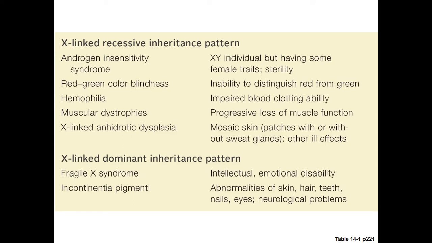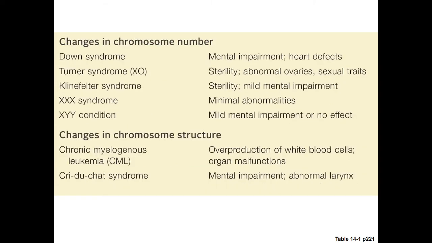Sex-linked dominant, you've got Fragile X syndrome, which is pretty bad, an intellectual and emotional disability. So some pretty bad stuff on some of these. Changes in chromosome number, we talked about this: Down syndrome, Turner syndrome, Klinefelter's. You've got the extra X's or two Y's even. There's Cri-du-chat syndrome, which I know someone did theirs on as well.